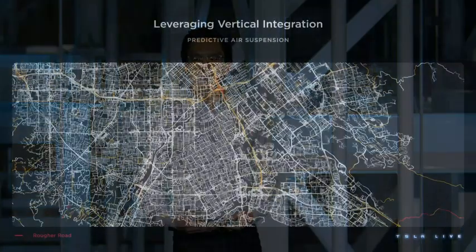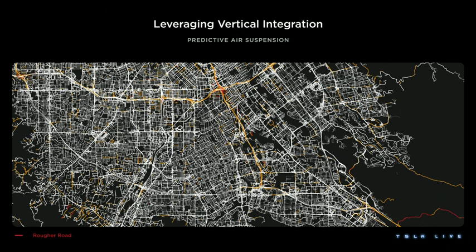For example, we recently released a feature in Model S and X that automatically, predictively adjusts and raises the suspension for ride comfort before the car hits a section of rough road. We do that by leveraging the fleet to generate a map of road roughness everywhere our cars drive. Sounds pretty simple, but requires coordination of software across a number of different components inside and outside of the car.